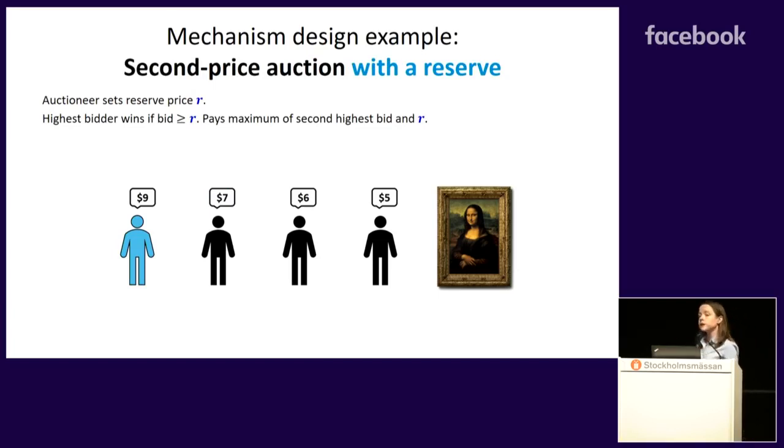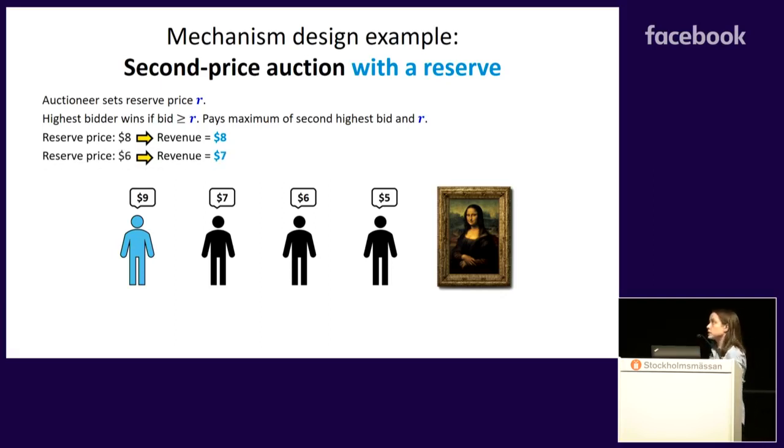We can hope to maybe get more revenue from the second price auction by adding a reserve price. So here the auctioneer sets some reserve price R, which is just a real value, and the highest bidder is going to win if their bid is greater than or equal to the reserve price, and they're going to pay the maximum of the second highest bid and the reserve. So for example, if we set the reserve price to be $8, we can get more revenue than we did in the plain second price auction, because again, the highest bidder is going to win because their value is greater than the reserve, and they're going to pay the maximum of the second highest bid and the reserve, which is $8. So the revenue is going to be $8.